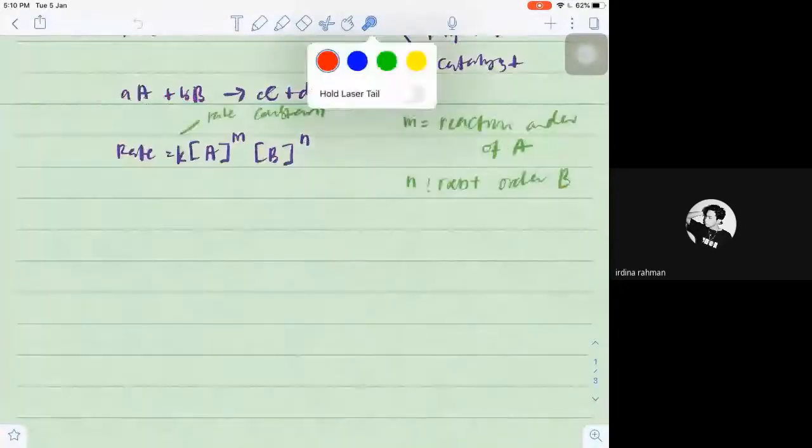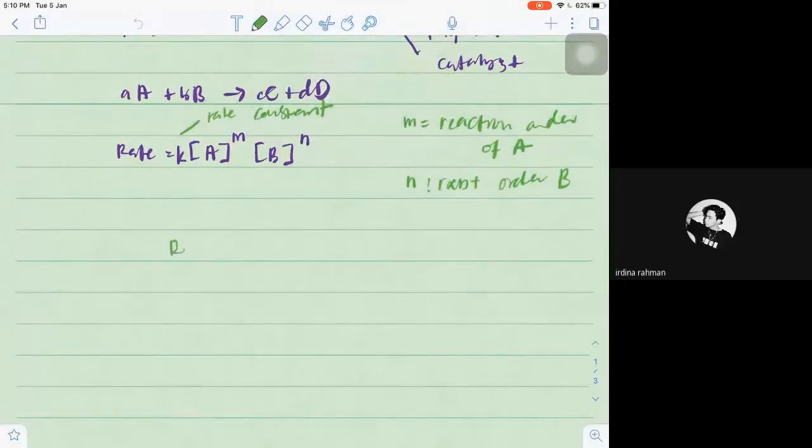Okay, this is the basic of the rate law. Rate is equal to k [A] power of m [B] power of n. So we want to determine m first. So we choose just now experiments 1 and 2. So please refer to your textbook.